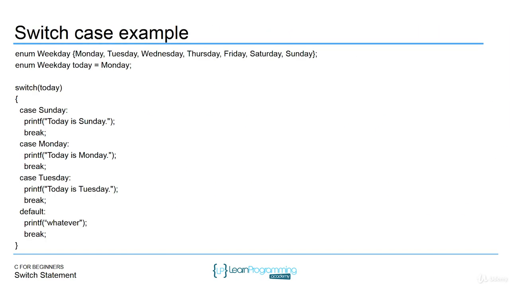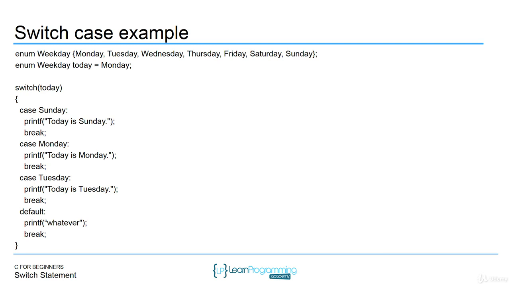So here's a nice example where we're creating a switch to evaluate an enum. In this case, we have an enum type called weekday, which is just specified by all the weekdays. And then we create a variable of type enum weekday, and we set it to Monday. And then we switch on today. So depending on the value of today, the variable, one of the case statements is going to be executed.